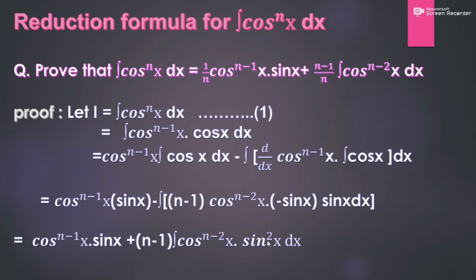Then we have to replace this sin^2 x in terms of cos. So we apply the trigonometric identity 1 minus cos^2 x is equal to sin^2 x.